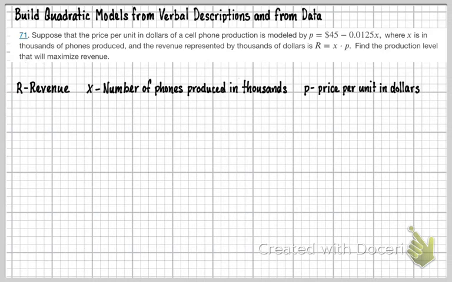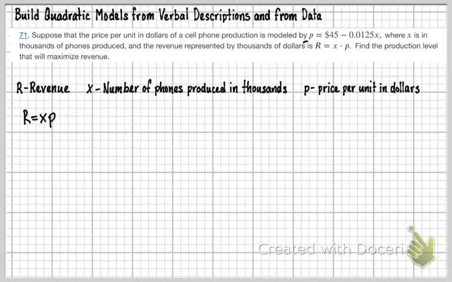Now remember, X is the number that is the production level. So that's what we need to find. But we're trying to maximize revenue. So this is the formula we want to use because that's what we're going to maximize. So I'm just going to write R equals XP. Now, if we're going to use this production level, this X here, we're going to have to get this revenue in terms of only X.